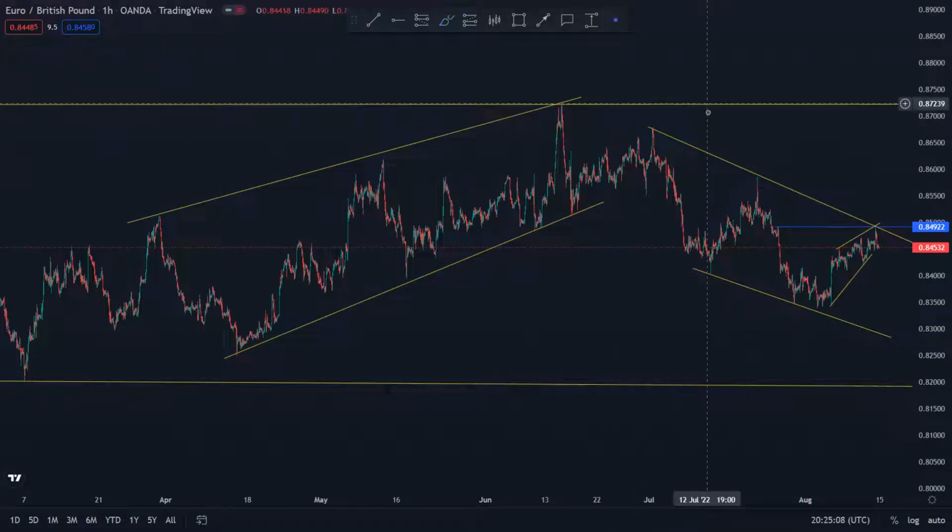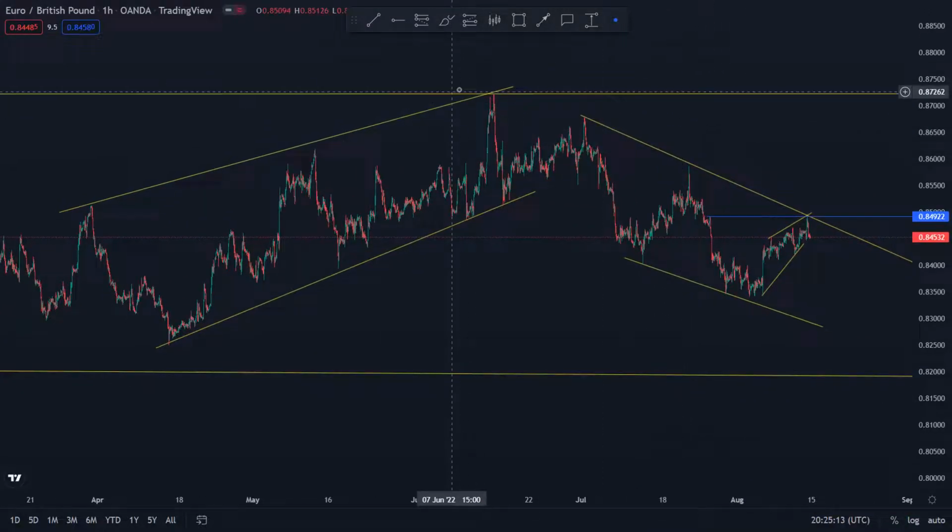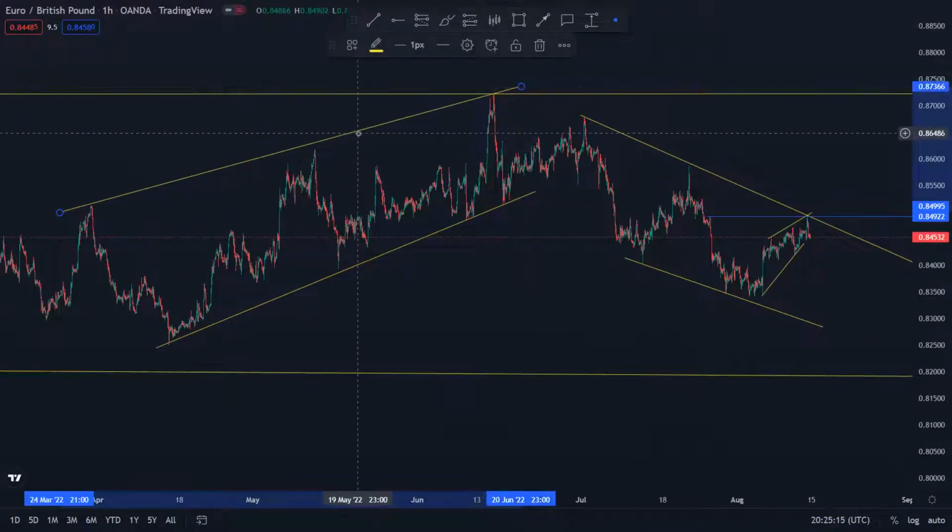So I'll keep you guys posted on any changes that will happen on this pair. So trade responsibly and then have a good trading week, guys.